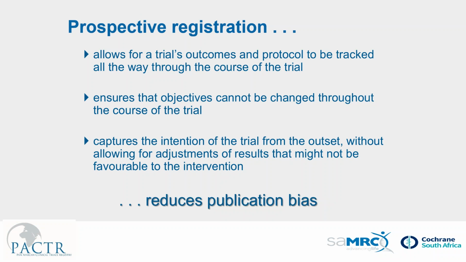So prospective registration, why do we say that? It allows for the trial's outcomes and protocol to be tracked all the way through the course of the trial, and it ensures that the objectives of that specific trial cannot be changed throughout the course of the trial. It captures the intention of the trial right from the outset, without allowing for adjustments of results that might not be favorable to the intervention. And the big outcome of this is that in this way, we know what was planned, then we have the results, they can be compared, and thus we can reduce publication bias.